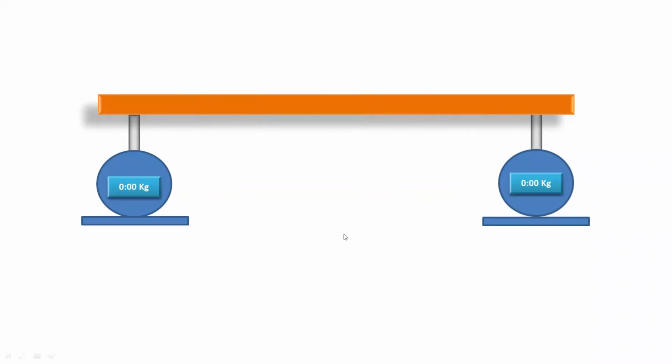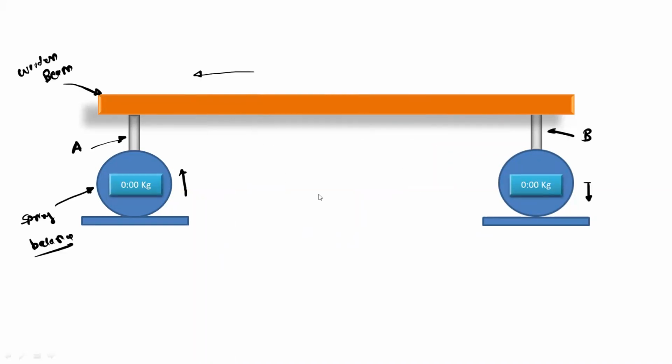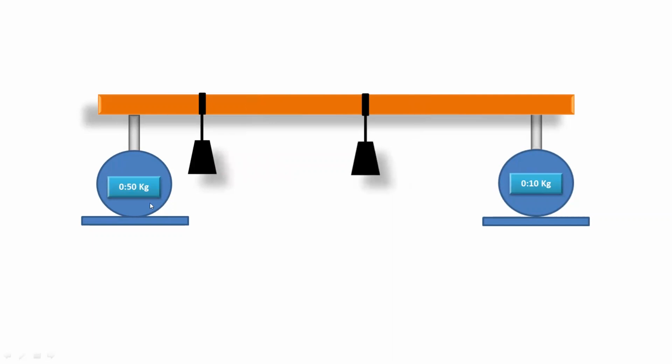Again observe. Initially both are 0. Then we connected the weights at some distance, and the reactions were 0.2 and 0.3 kg. Now we have just shifted this weight close to the point A, so we get the reaction 0.5 kg here and 0.1 kg here. So these are the experimental reactions. Now we have to verify these reactions by the theoretical procedure. For the theoretical procedure, we need to draw the free body diagram for this beam.